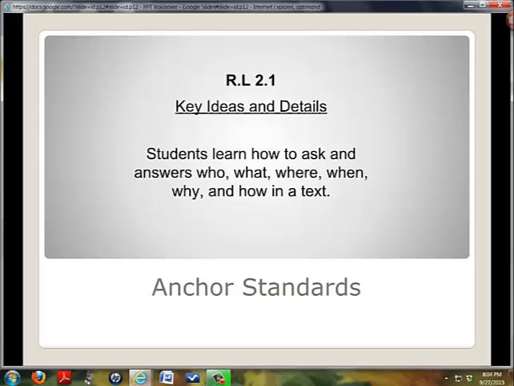The standard covered is Reading Literature, Key Ideas and Details. Students learn how to ask and answer who, what, where, when, why, and how in a text.